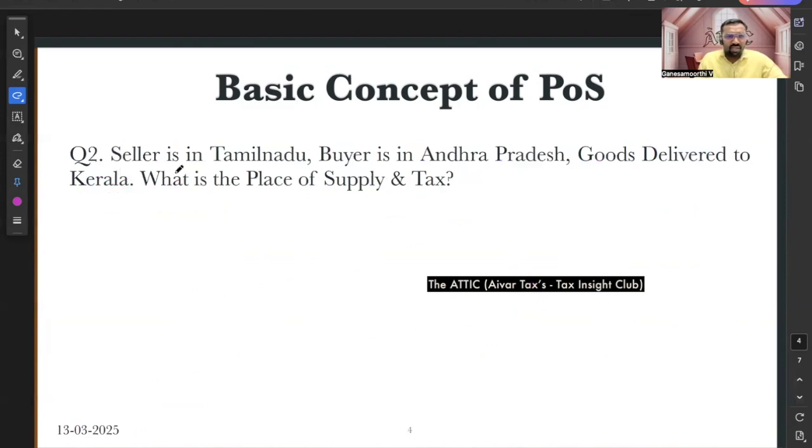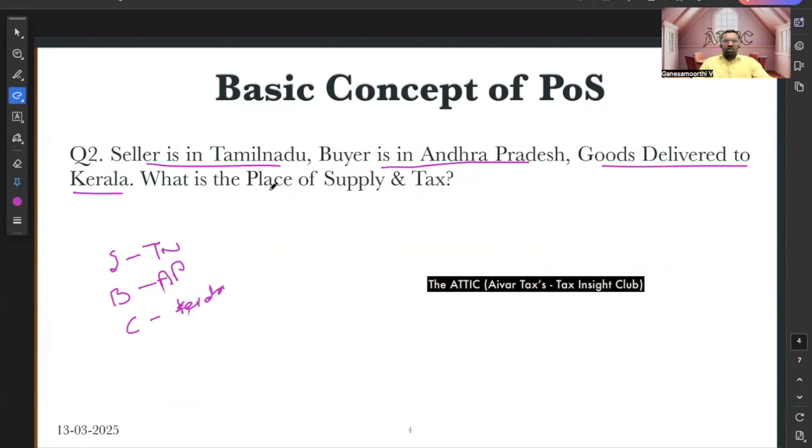The second example is: the seller is in Tamil Nadu, the buyer is in Andhra Pradesh, and the goods are delivered to Kerala. There are 3 states involved. The first seller is in Tamil Nadu, the buyer is in AP, and the goods are delivered to Kerala.